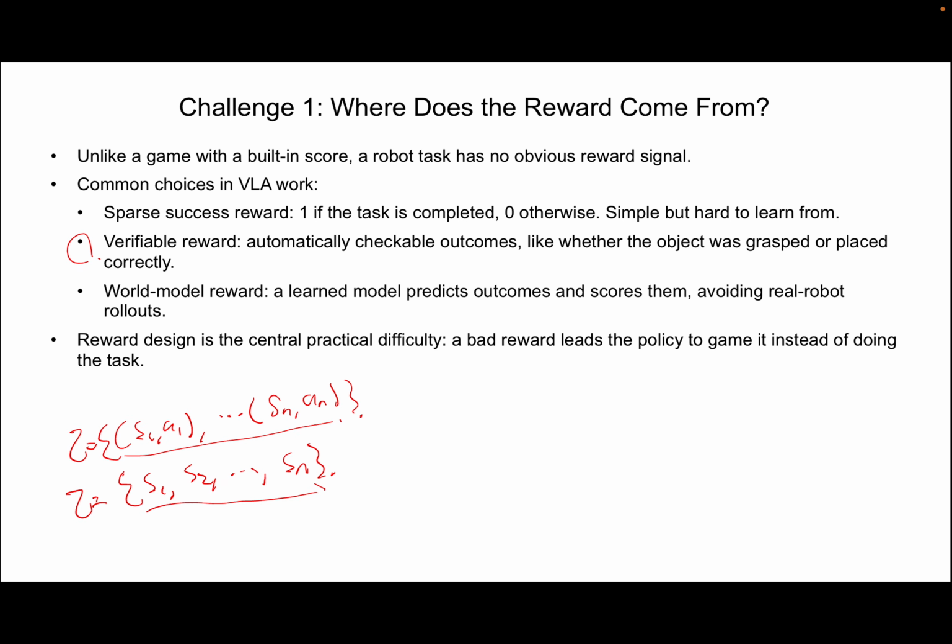It also avoids real robot rollout, and that is the world model. We are not going to cover the details of world models because that is out of scope, but it is one promising way people are trying for robots. Anyway, the verifiable reward is the most valuable option at this moment. And reward design is the central practical difficulty. A bad reward leads the policy to game it instead of doing the task. And anyway, that is the first challenge.